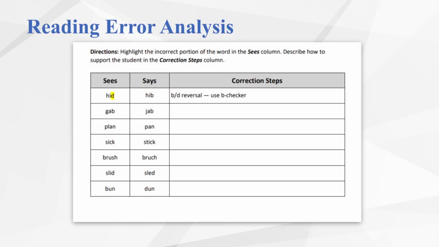In the manual, you have the Reading Error Analysis activity on your screen. Let's walk through the example and then please pause the video to complete the activity. In the first column, the student is supposed to read the word hid. Instead, they say hib. The error is a BD reversal, and we would give the corrective step of using their B checker. Please pause and complete the activity.